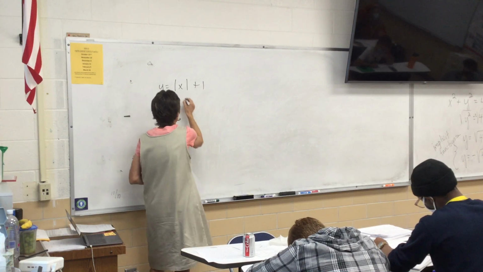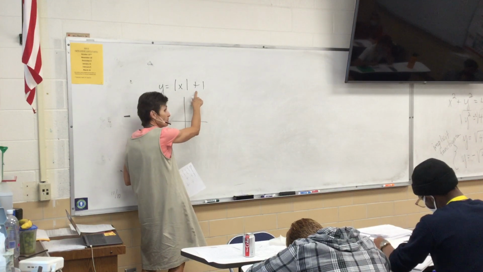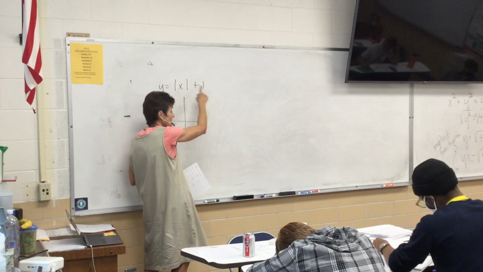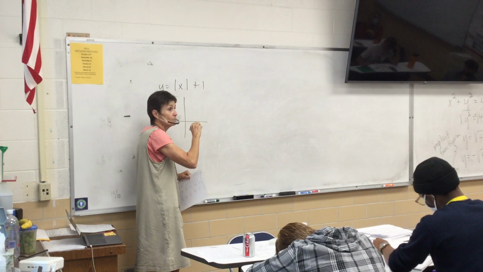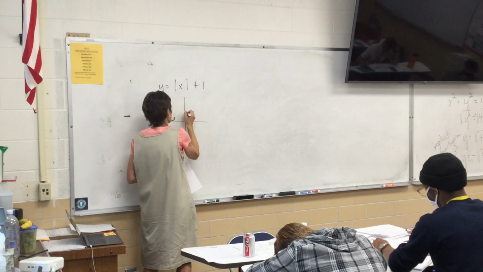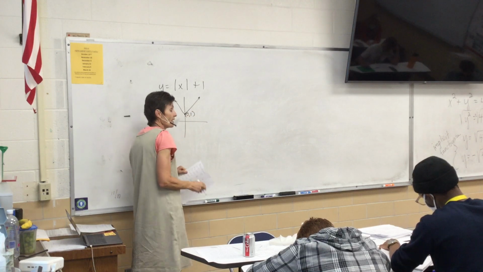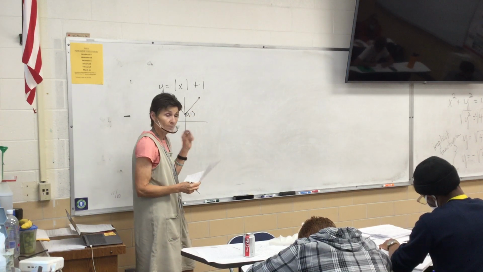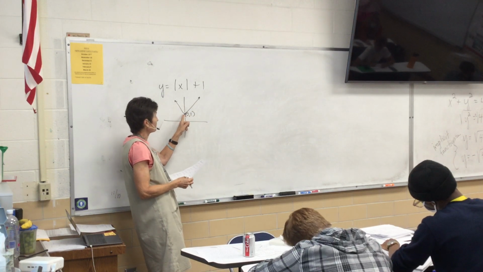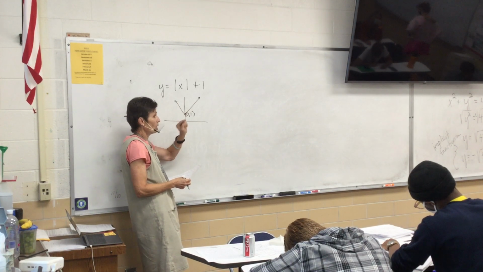So, the first one, what shape is it? A V. And it has been moved how? When you start putting these adds and subtracts in, you're moving it how? Up. This goes up one. So we get in a habit of labeling our important points, and certainly the V vertex is an important point. All right, so up one.